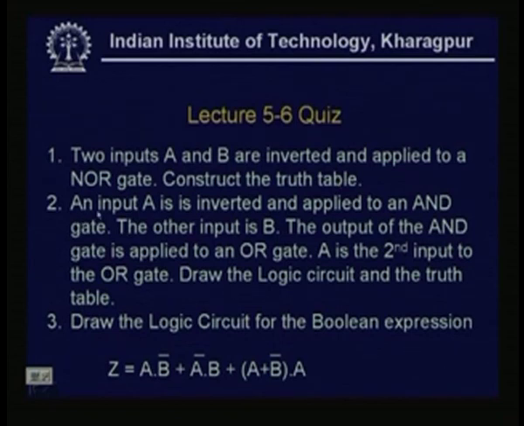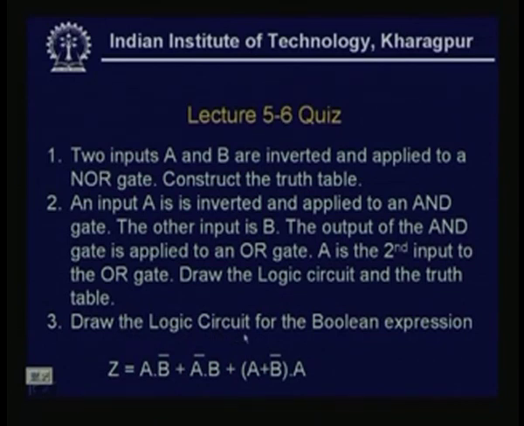Second question: an input A is inverted and applied to an AND gate. The other input is B. The output of the AND gate is applied to an OR gate. A is the second input to the OR gate. Draw the logic circuit and the truth table. Question 2 is from lecture 5.